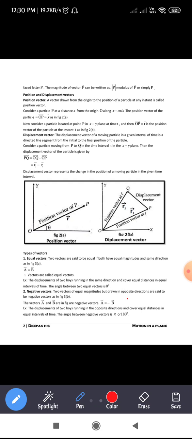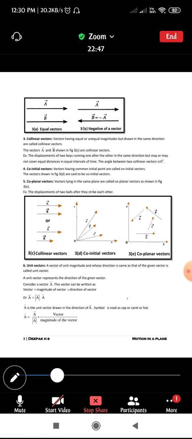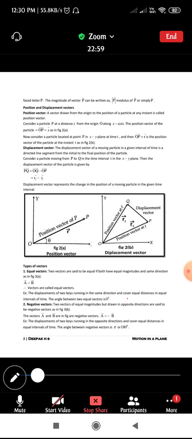Coming to the types of vectors. First one, you have equal vectors. When do you call two vectors equal? Two vectors are said to be equal if both have equal magnitude and the same direction. You can see figure 3a here. Vector a and vector b have the same magnitude and both are directed in the same direction. Hence this type of vectors are called equal vectors. So mathematically you can write vector a is equal to vector b.